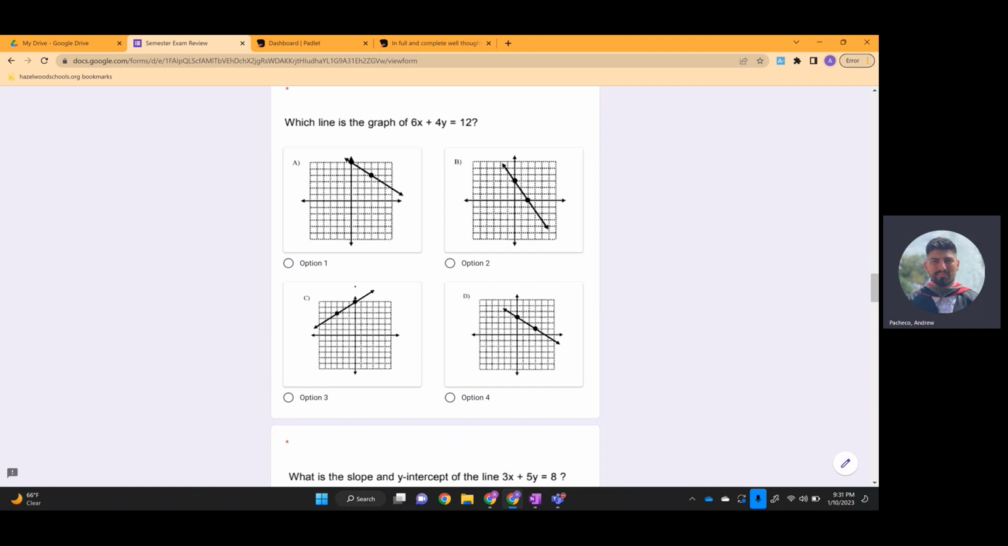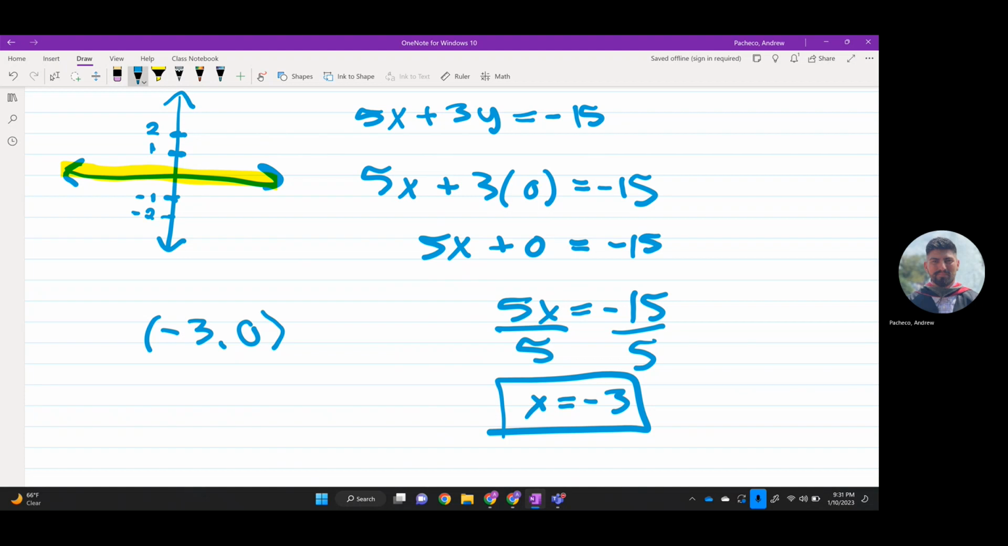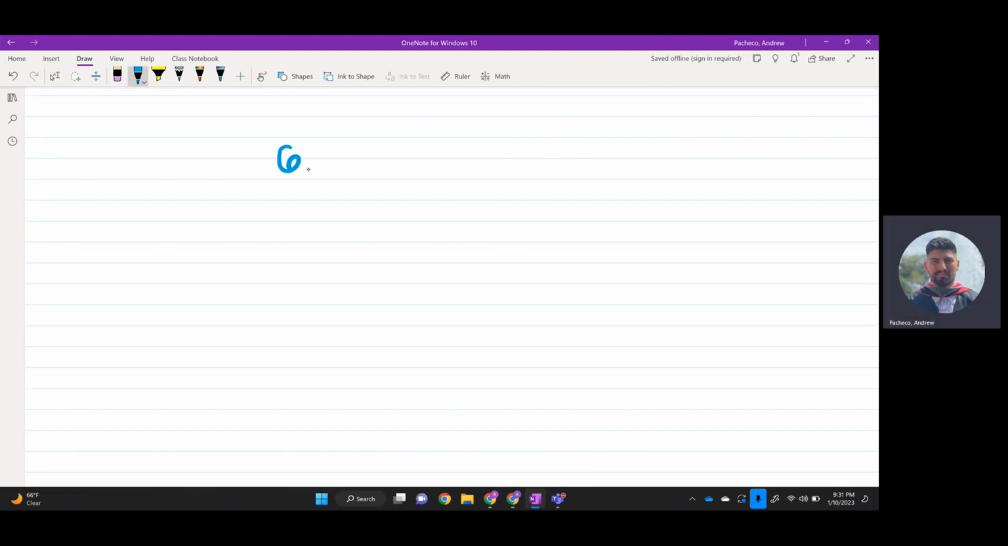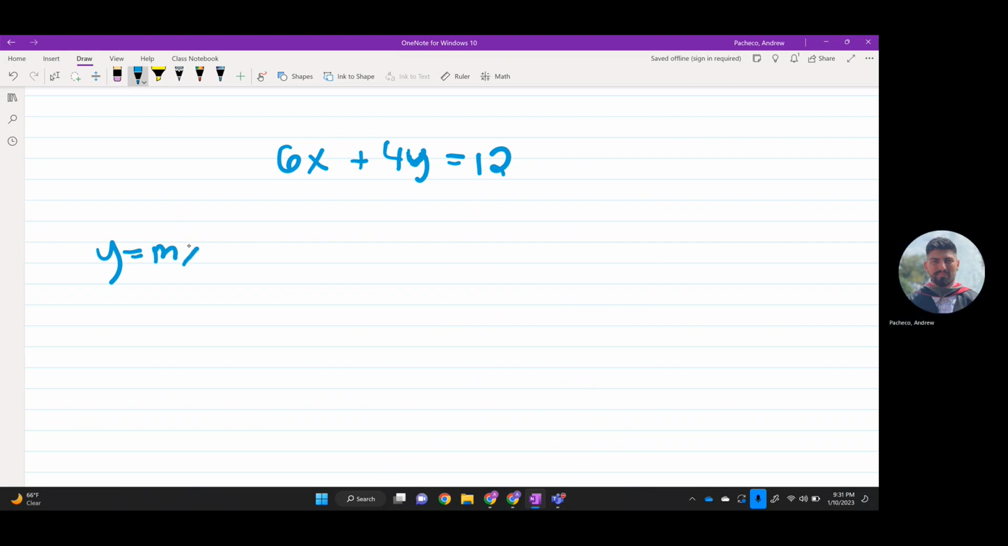For this question, it says, which line is the graph of 6x plus 4y equal to 12? So if we have 6x plus 4y equal to 12, there are multiple ways to do this. One way I'm going to do this is get this into the form y equals mx plus b. If I get it into slope-intercept form, then I can know my slope, I can know my y-intercept, and it should be easy to look at a couple of graphs that way.